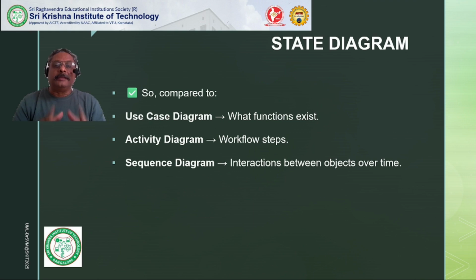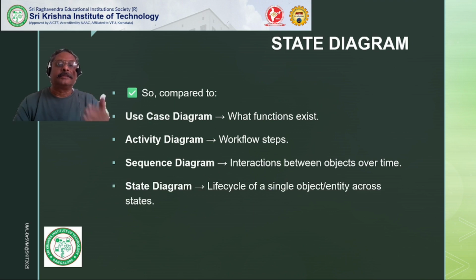Yes, here also we are talking about time and objects, but in the sequence diagram we are talking about interaction between the objects over time, whereas the state diagram is the life cycle of a single object across the states. So one object's life: how does it change from time to time? That is what is shown by the state diagram. The sequence diagram shows the interaction between the objects, whereas the state diagram is about one particular object and how its behavior changes from time to time depending on external influences.